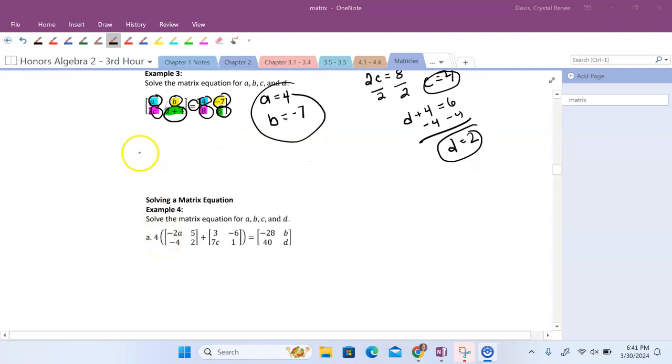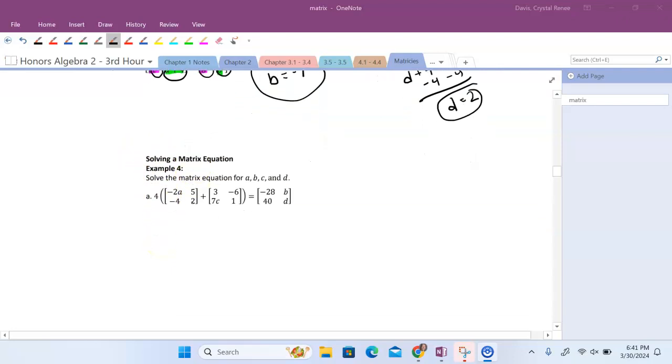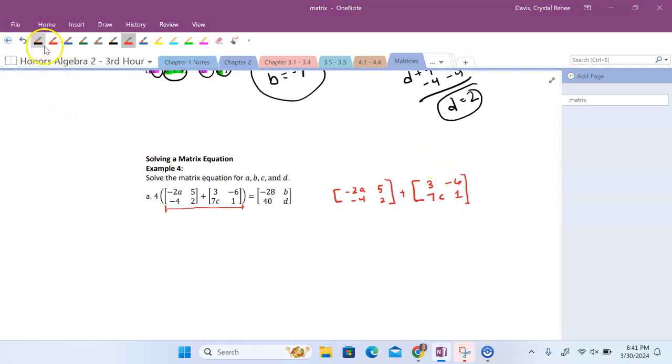All right, so let's look at example 4. There's a lot going on here. Notice the parentheses. We have a scalar out front. This 4 is a scalar, but we have parentheses, and that scalar is outside of the parentheses. So what we first need to do, just like in normal algebra, is take care of what's inside the parentheses. So -2a, -4, 5 and 2, and then we're going to add that to 3, -6, 7c, and 1.